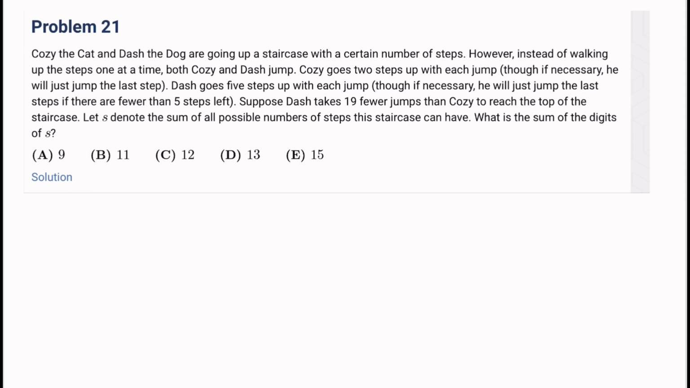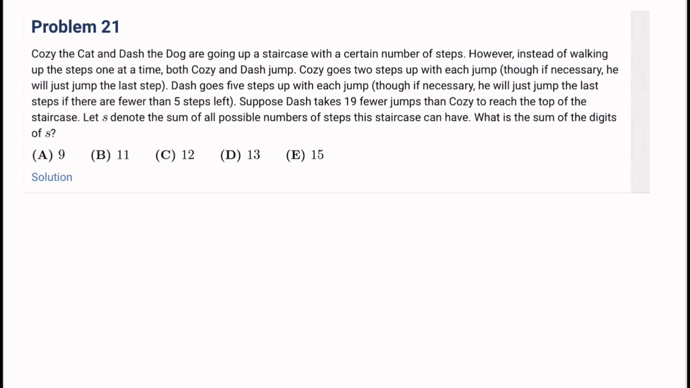Problem number 21. Cozy the cat and Dash the dog are going up a staircase with a certain number of steps. However, instead of walking up the steps one at a time, both Cozy and Dash jump. Cozy goes 2 steps up with each jump, though if necessary he will just jump the last step. Dash goes 5 steps up with each jump, though if necessary he will just jump the last steps if there are less than 5 steps left. Suppose Dash takes 19 fewer jumps than Cozy to reach the top of the staircase. Let S denote the sum of all possible number of steps this staircase can have. What is the sum of the digits of S?